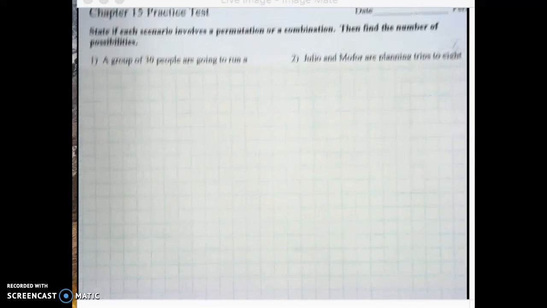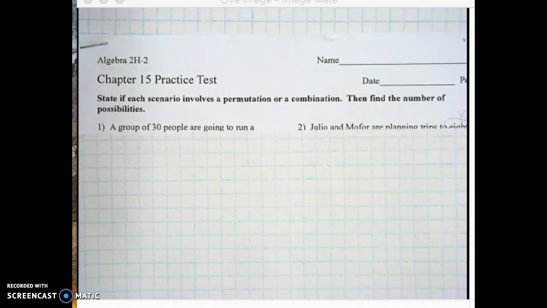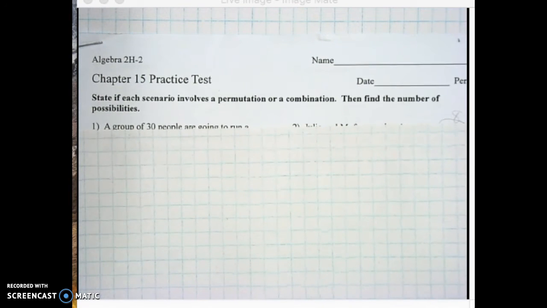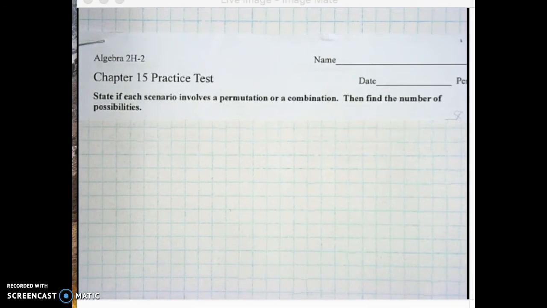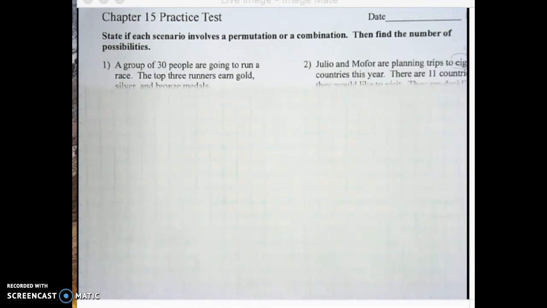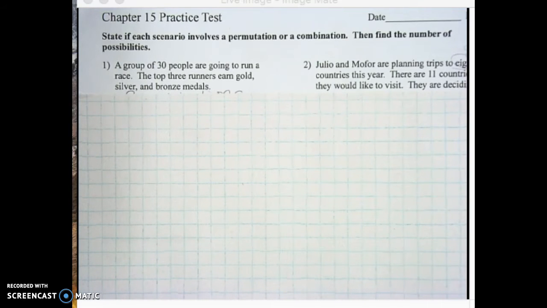So today we're looking at the Chapter 15 practice test. And the first two questions say, state if each scenario involves a permutation or a combination. Then find the number of possibilities. So for number 1, it says a group of 30 people are going to run a race. The top 3 runners earn gold, silver, and bronze.